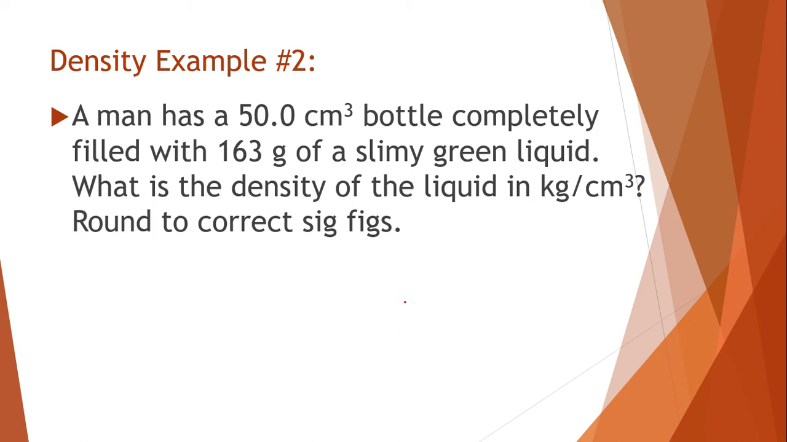Density example number 2. It says a man has a 50 centimeter cubed bottle completely filled with 163 grams of a slimy green liquid. What is the density of the liquid in kilograms per centimeter cubed? Also round to the correct number of sig figs. First, make sure your units match. Here, my mass should be in kilograms, but I got it in grams, so we have to change that over.